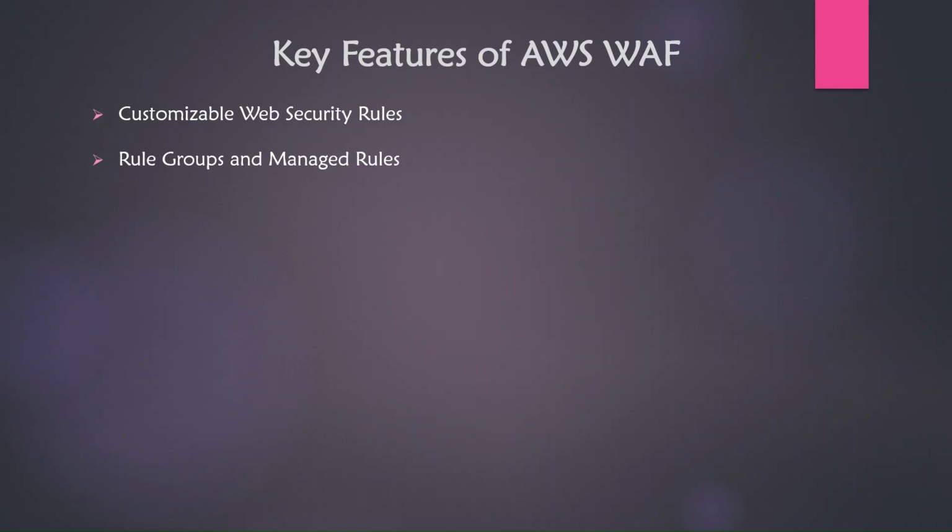Rule groups and managed rules. AWS offers pre-configured managed rules for common web threats, which are maintained and updated by AWS or third-party security vendors. You can also group your rules in rule groups for easier management.